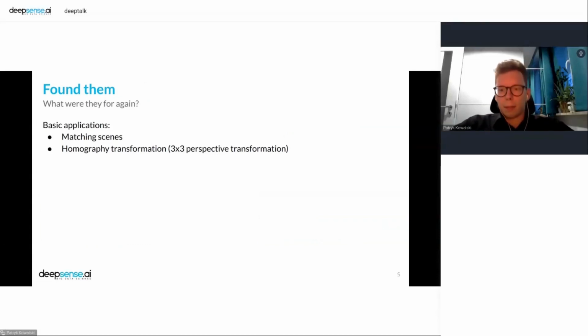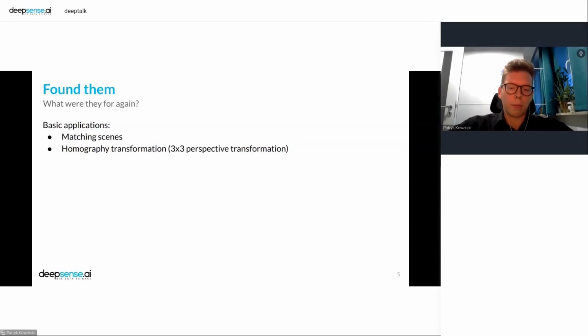So let's say we found them. What do we need them for? I'd say there are basic low-level applications, and I'd like to tell you about 2 of them. The first one is matching scenes, where let's say you have an image, and you have a whole data set of images containing different scenes. You'd like to filter out from this data set only the images of the location that you're interested in.